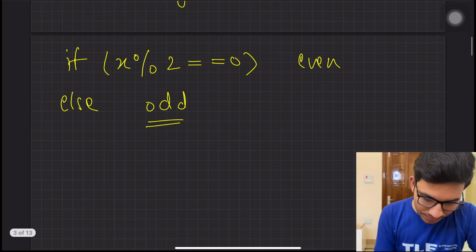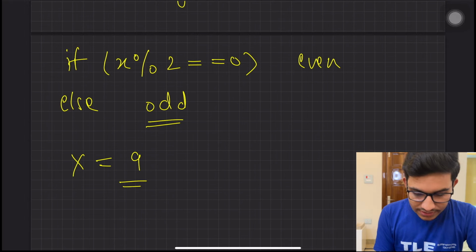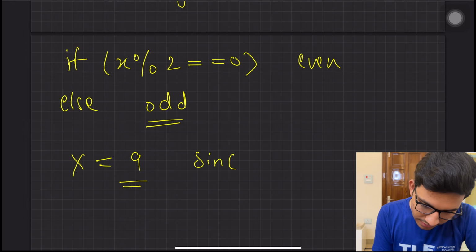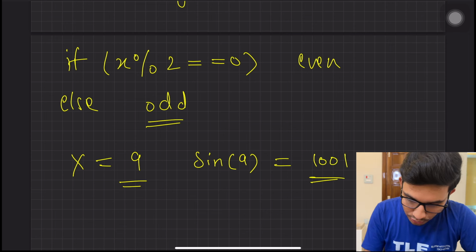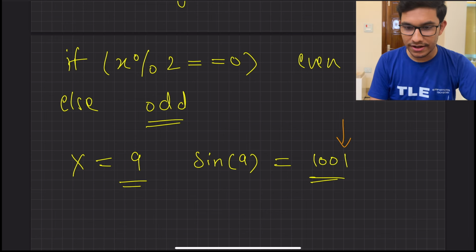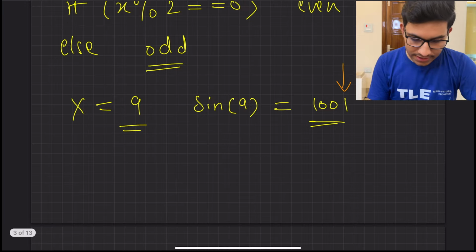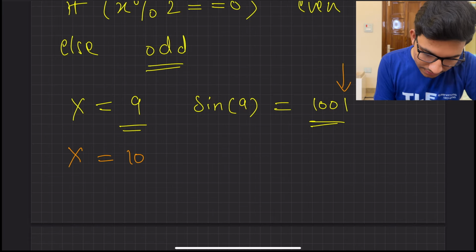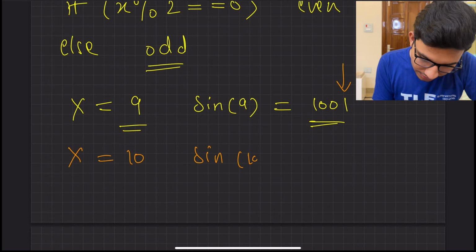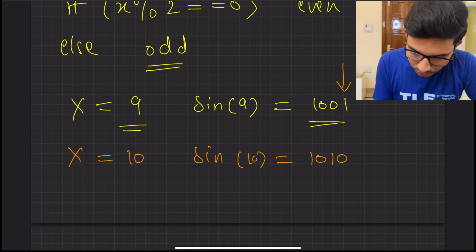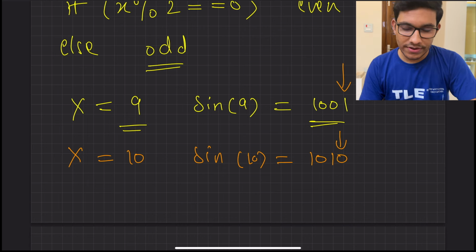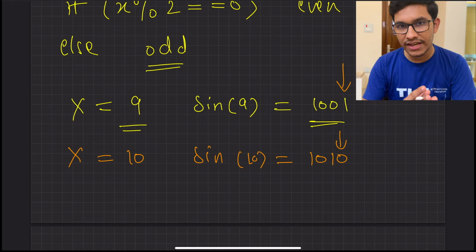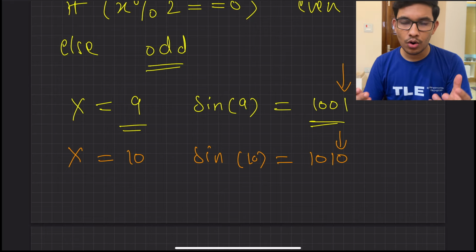For an example, if x is equal to 9, then the binary representation of 9 will look something like 1001. Clearly this bit, if you look at it, the least significant bit is 1. So this number is an odd number. Similarly, if x is, let's say, 10, then the binary representation of 10 will look something like 1010. And if you look at this bit, then this bit is 0. So this is a very cool way to check if a number is odd or even. You can just check if the least significant bit is 1 or 0.